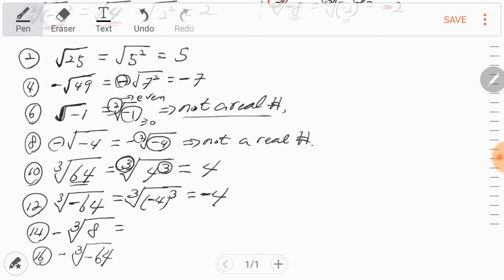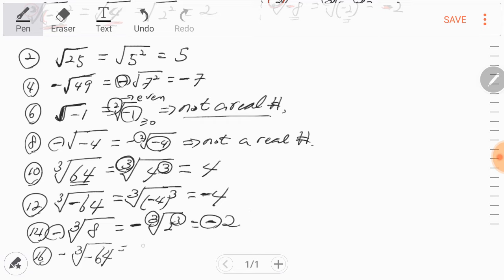Okay, the next one. Negative is outside, and then the cube root of 8. 8 is 2 cubed, and the index is odd. So odd allows a positive radicand or a negative radicand, so 8 is okay, and 8 is 2 cubed, so you can take this 2 out. Make sure to write the negative sign outside. So negative 2.